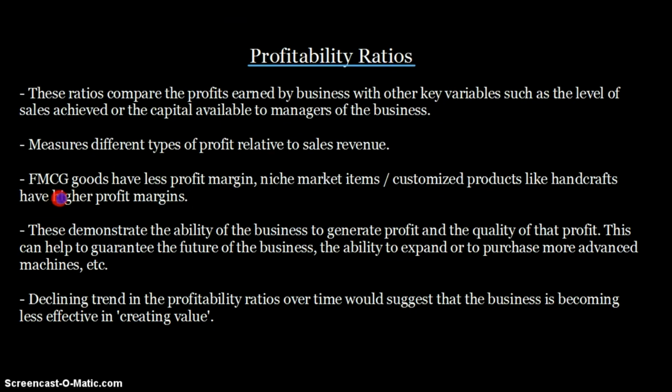Fast moving consumer goods, if you don't know the full form of FMCG, that's fast moving consumer goods, basically your shampoo, your toilet paper, etc., small things, soft drinks and all. So that's your fast moving consumer goods. Now they have a lower profit margin as compared to your niche market items, your customized products like handcrafts, which have high profit margins. So because of that, your profitability ratios will also vary.